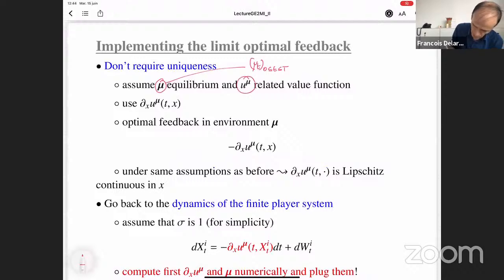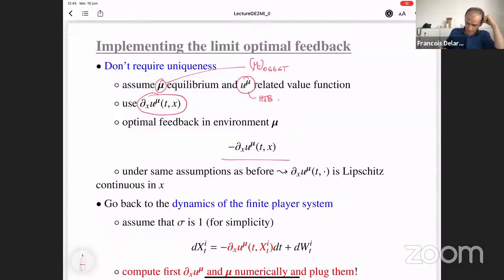In this, U of mu is really the solution to the HJB equation. And same story, this guy is my feedback, up to the sign. This is my feedback function. And so precisely this is what I'm saying here. The feedback is this one. So now I guess that you know this.